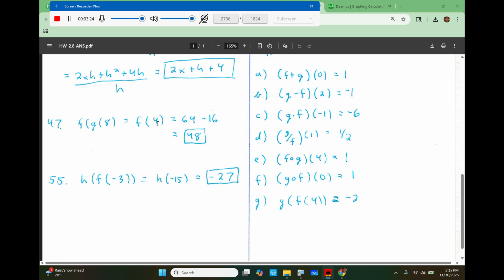Now I'm going to put that 4 into the f function. So that's going to be 4 cubed minus 4 times 4. So that's 4 cubed is 64 minus 16. That's equal to 48.